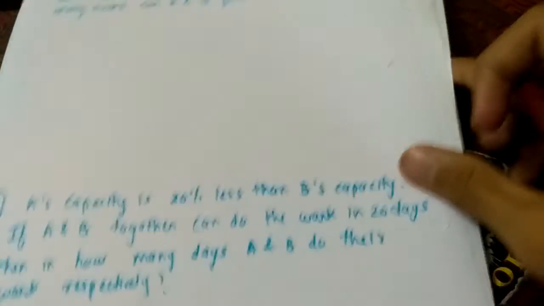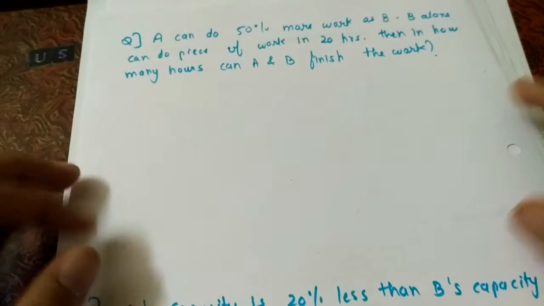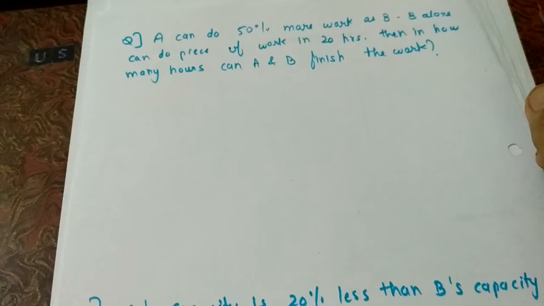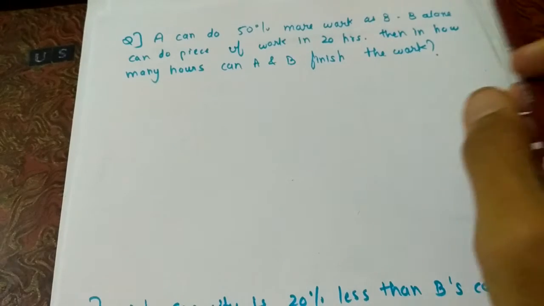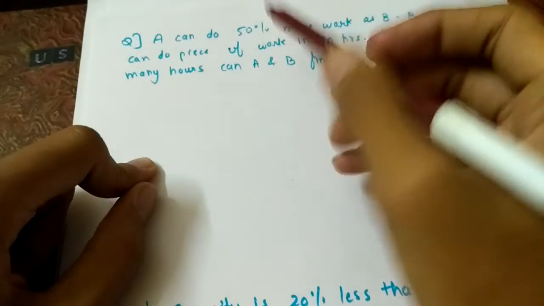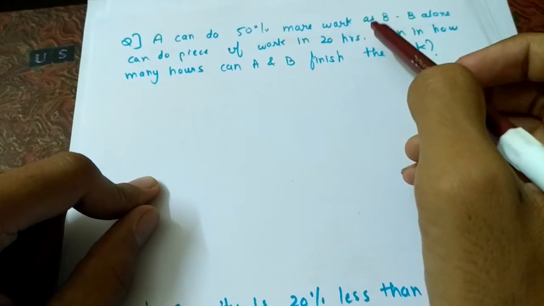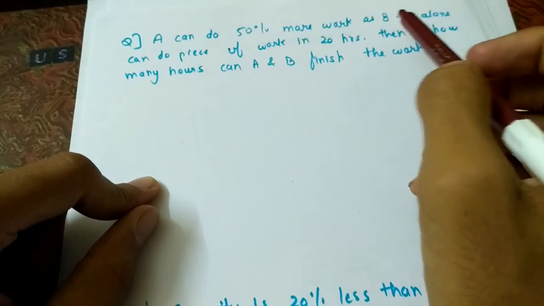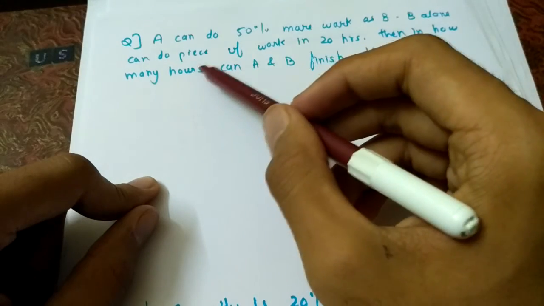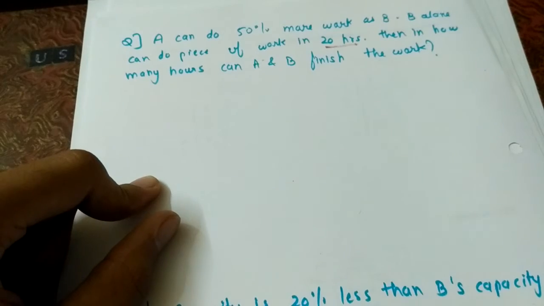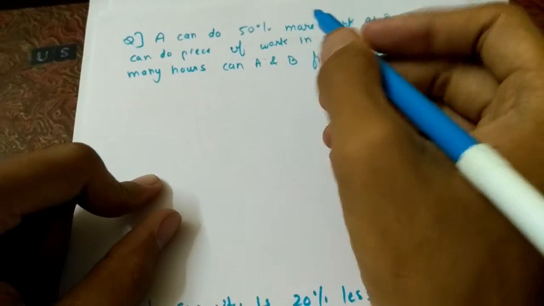Now let's move towards the next higher level. And please note that all the sums which are solved over here are from some competitive examinations only, like GATE. So A can do 50% more work than B. B alone can do a piece of work in 20 hours. Then in how many hours can A and B finish this work?